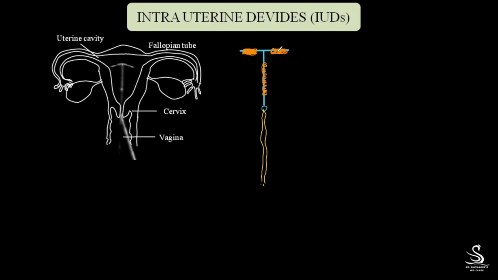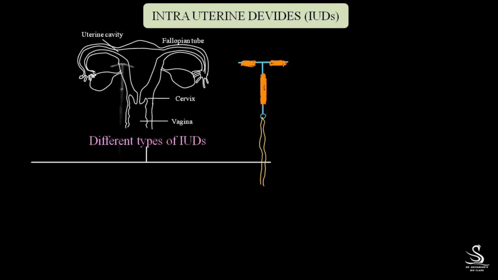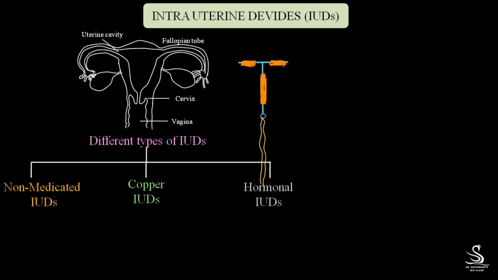Students, whatever the IUDs are, they are categorized into non-medicated IUDs, copper-releasing IUDs, and third, hormone-releasing IUDs. What is the example for the non-medicated IUD, and why are they called non-medicated? Students, the non-medicated IUDs are just plastic-made devices. You can observe here, students, this is how they are made.